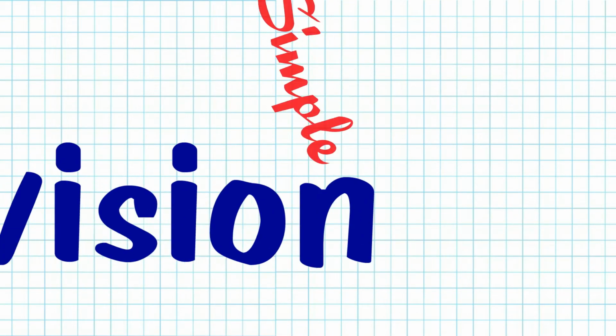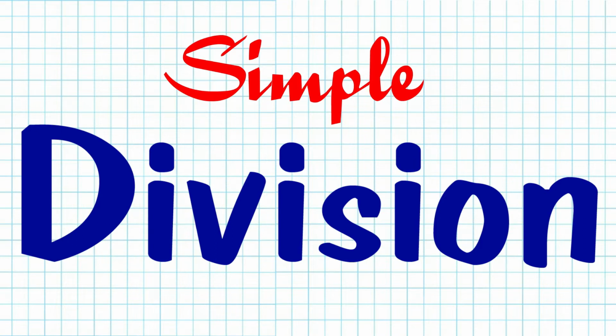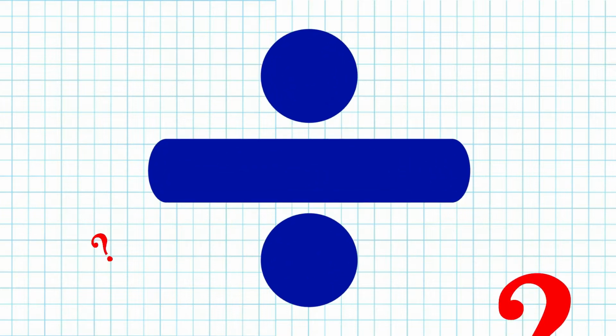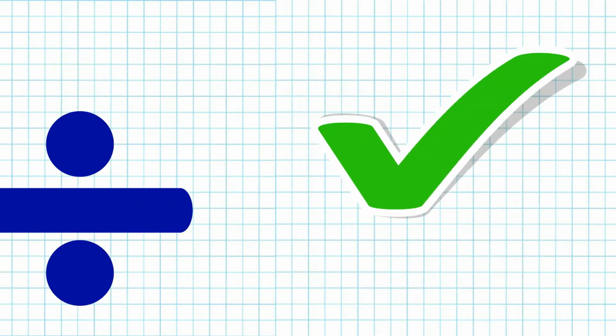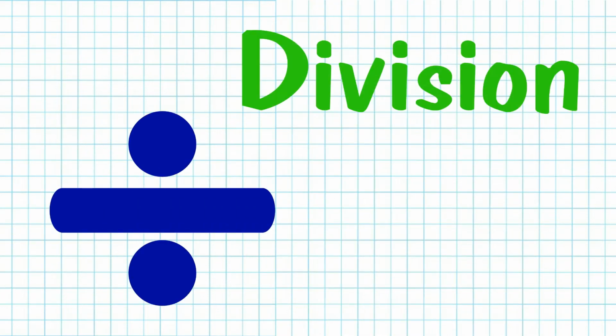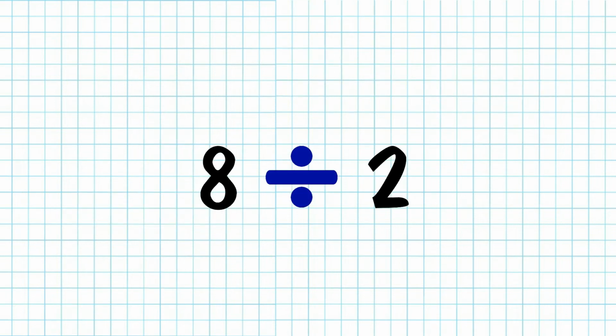Today we are going to discuss the process of simple division and learn a few things about it. Do you know what this sign does? Yes, it is used for division, and the number written before it is the number that has to be divided into groups of the number written after it. It means the number 8 needs to be divided into two equal groups.